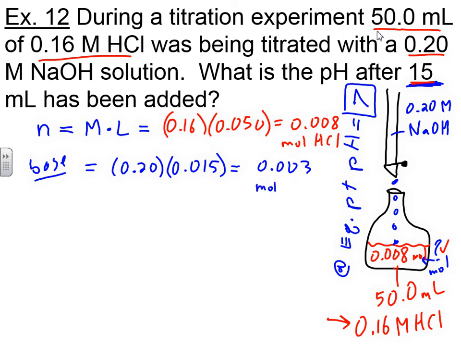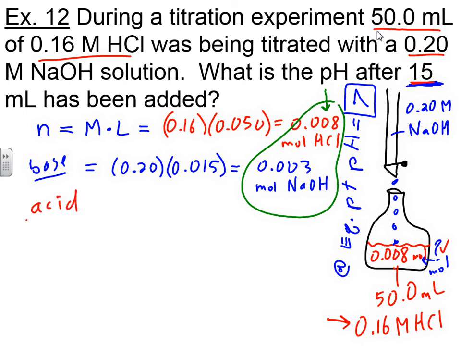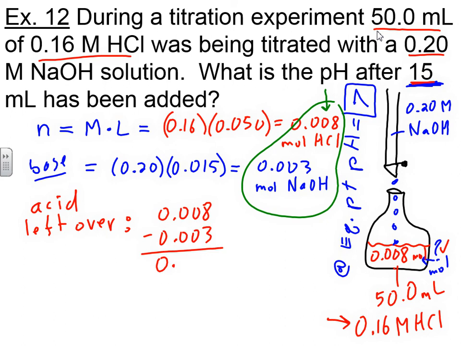So you'll notice that I am not at the equivalence point. The big idea here is you have not neutralized all the acid. To neutralize all the acid, I should have added 0.008 moles. Notice I only neutralized a little more than a third of the acid. So how much acid do I have left over? What I have is 0.008 minus 0.003, and I got myself 0.005 moles of acid left in here.